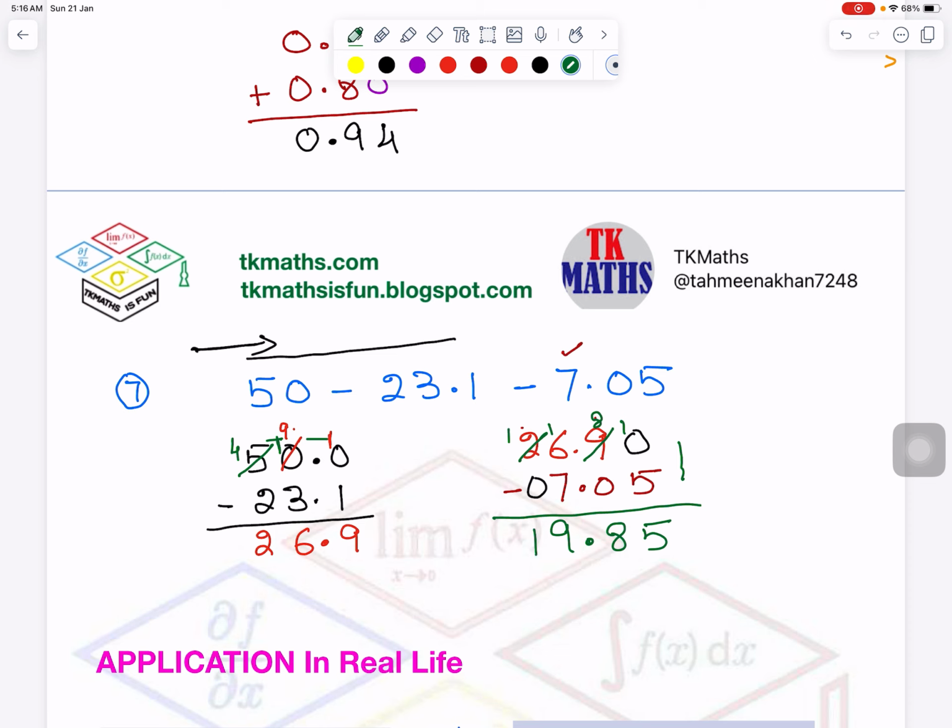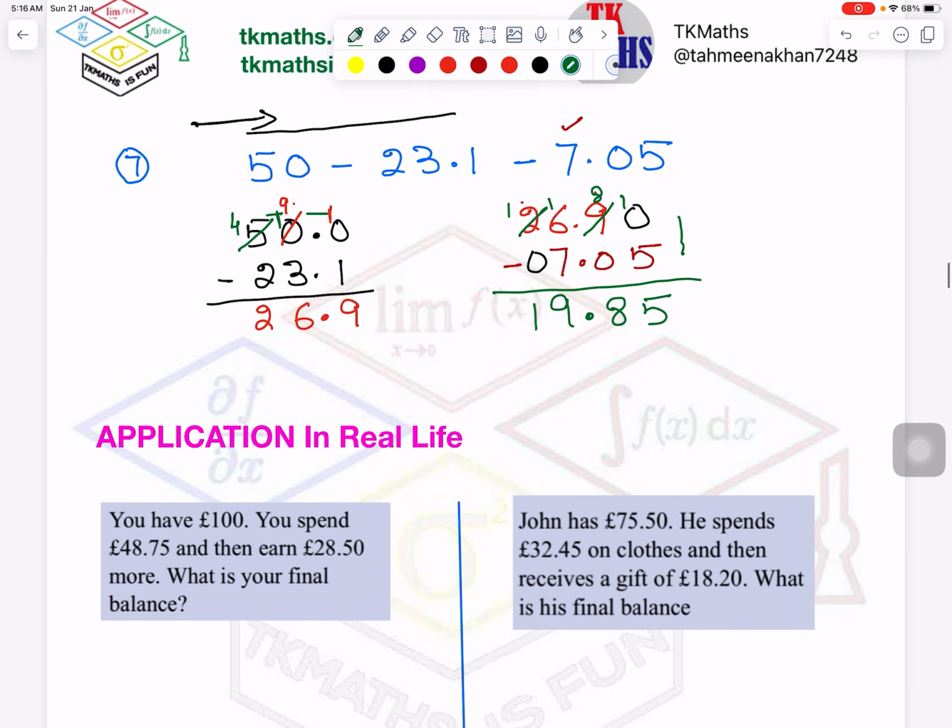So now in the next video, we will see the application of decimal numbers in real life. So you can find the link in the description given below.